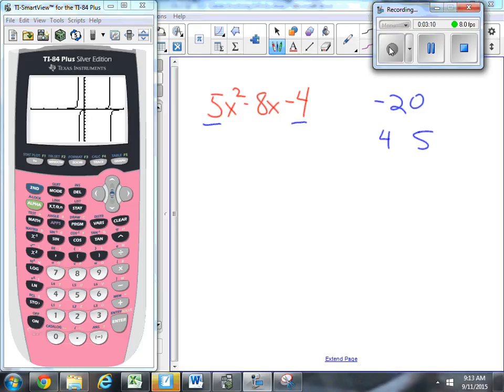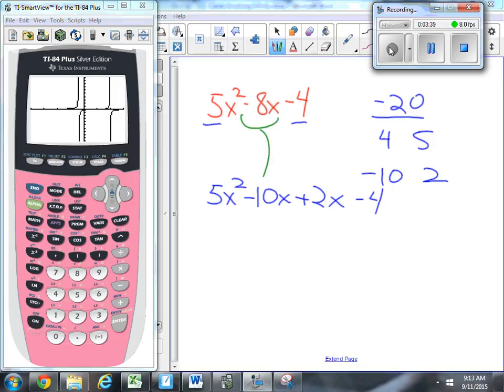But maybe I'll look at 10 and 2. Oh, and I see that I've hit it, because I can have -10 and +2 that, when I multiply them, give me -20. When I add them together, they give me -8. So I'm going to write this here as 5x squared minus 10x plus 2x minus 4. And all I have done here is taken my -8x and divided it into these two pieces.